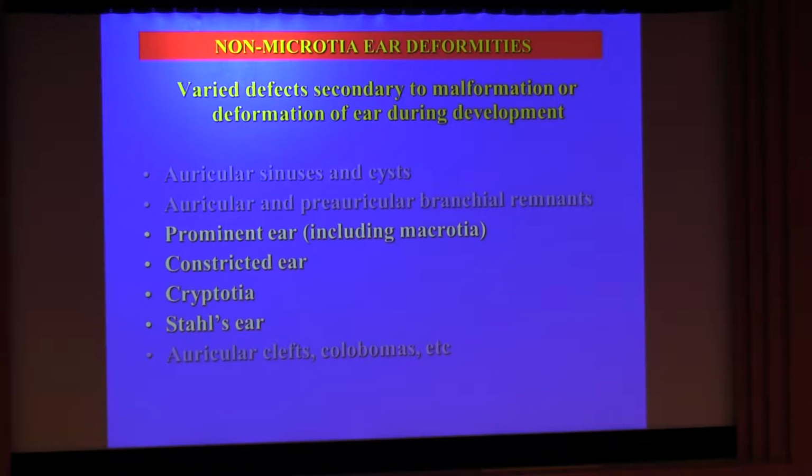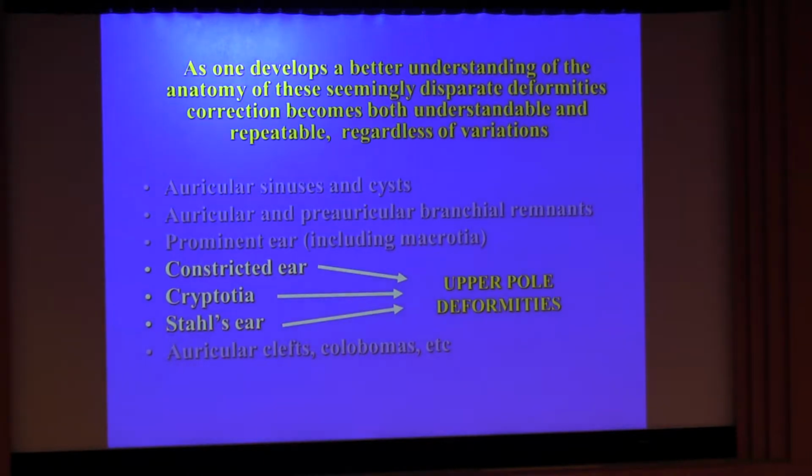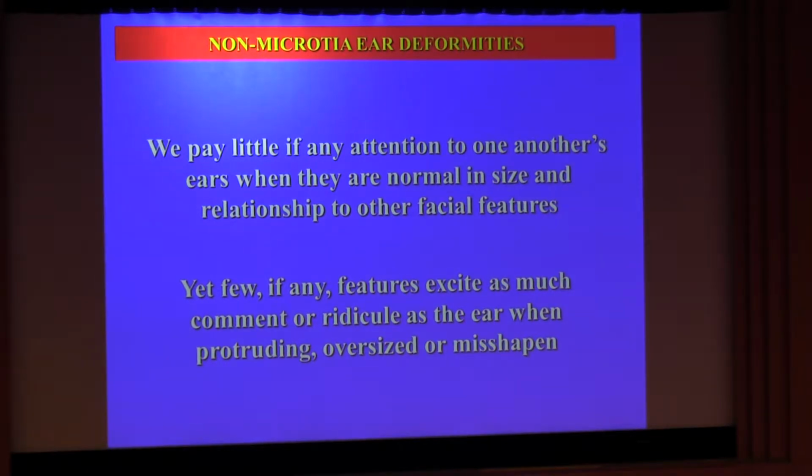When you look at non-microtial deformities, the ones most significant are the prominent ear, constricted ear, cryptotia, Stahl's ear. And understanding how the similarities in some of those deformities can be approached really opens up the whole field of how to fix these problems. And it's really not so important what you're calling it, it's just understanding that all those things involve some degree of upper pole deformities. And I'll try and show that to you through a number of cases.